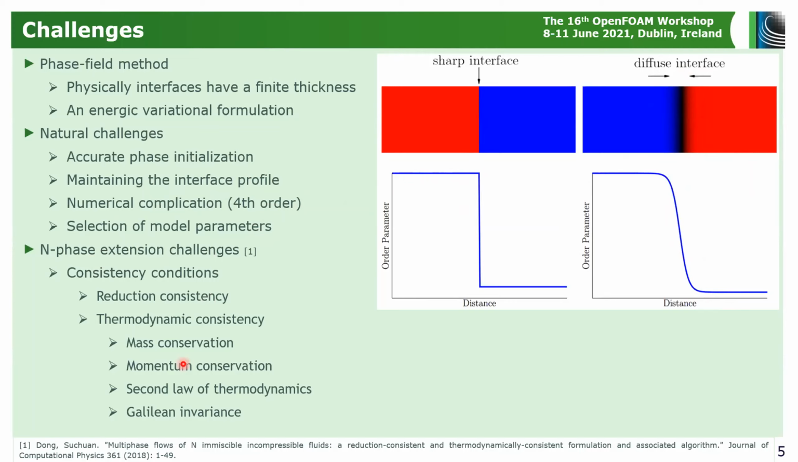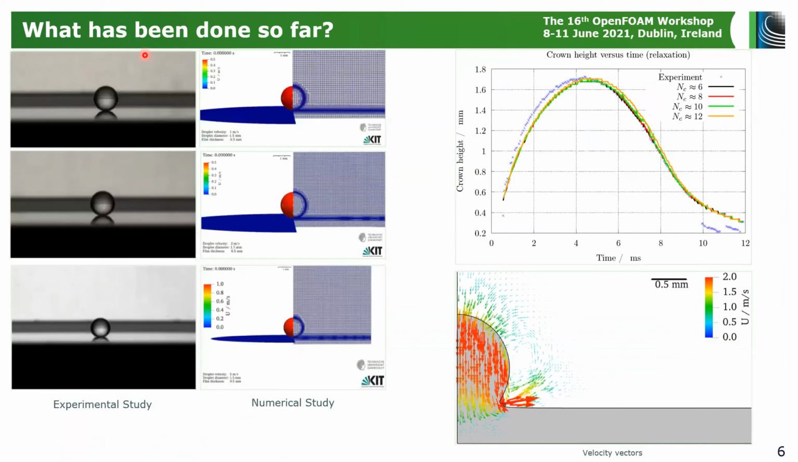Now, there are extension challenges to N-phase, which are mainly around consistency conditions. Well, reduction consistency should be maintained. It means that the N-phase model should reduce to the two-phase model. Otherwise, you will have fictitious phases, like arbitrary, non-physical phases appearing in your computational domain. And you really need to honor the thermodynamic consistency, the consistency of mass conservation, momentum conservation. You need to obey the second law of thermodynamics, in which the direction of energy matters, and also the Galilean invariance of the methodology. So what has been done so far?